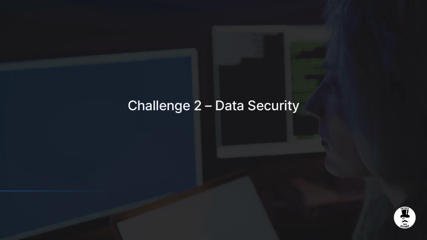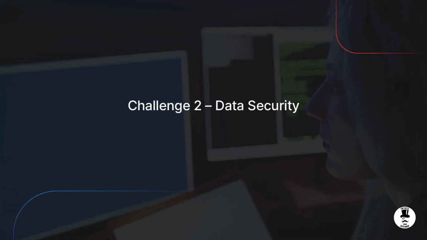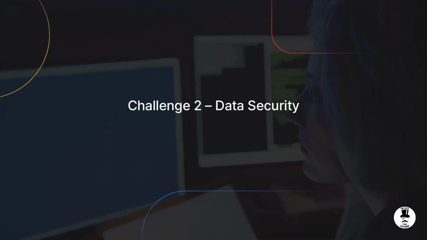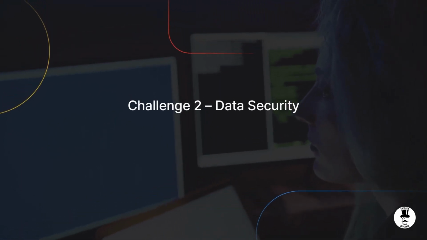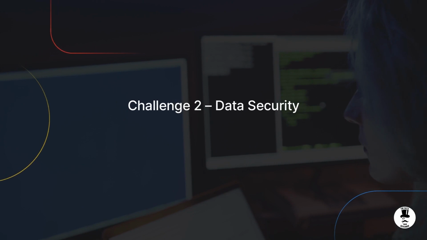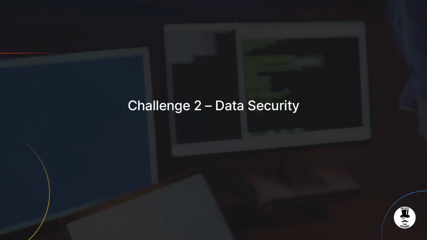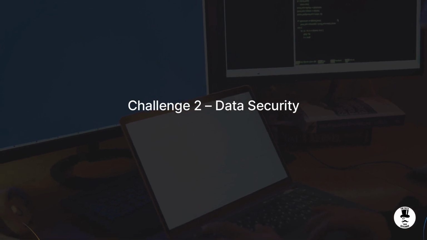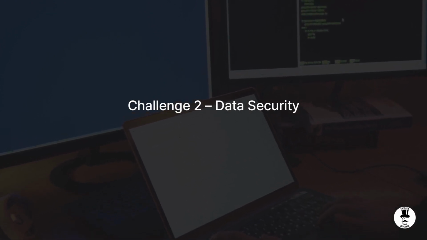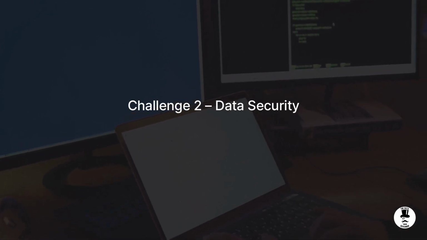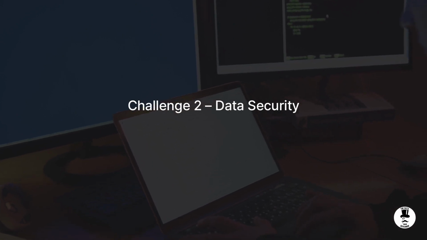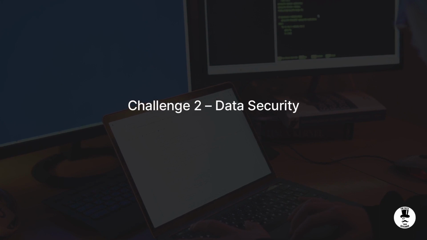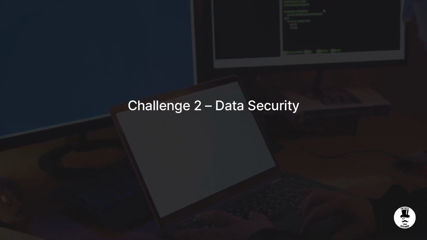Challenge 2, data security. Data security is another key challenge of data governance implementation. Organizations must establish protocols that protect their sensitive data and invest in technology, such as firewalls, to ensure their data is not compromised. They must also be aware of potential cyber threats and develop strategies to mitigate security risks. Additionally, organizations must regularly audit their data security protocols and adjust them as necessary.